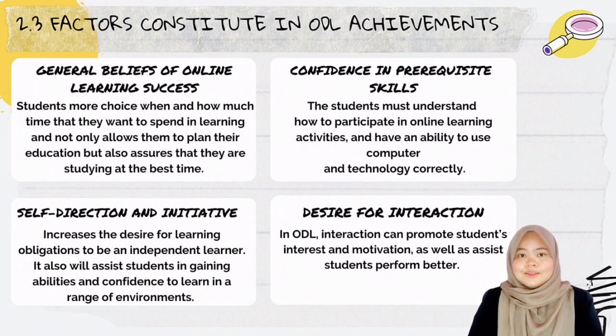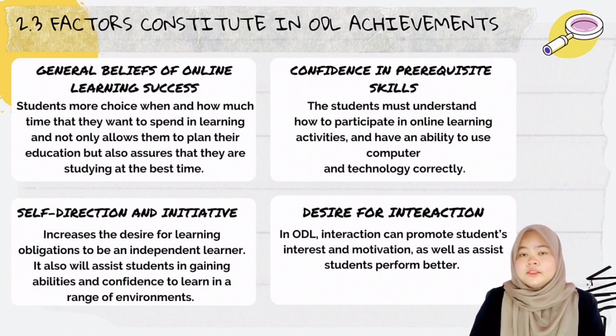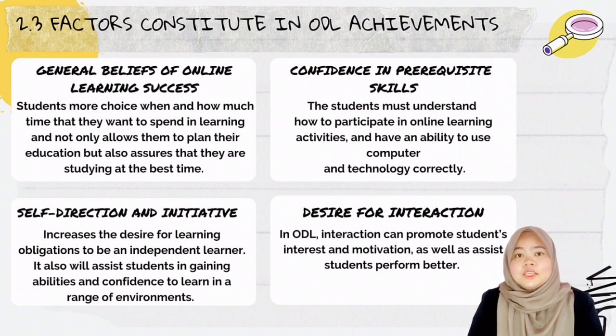There are a total of 4 factors that constitute ODL achievement, which is first, general belief in online learning success. It is very important for students to have belief in order to succeed in ODL. Secondly is confidence in prerequisite skills. As we know, ODL goes through a network, and it is important to have confidence in prerequisite skills. Next is self-direction and initiative. According to Yilmaz in 2016, students who have self-directed learning elements have strong self-discipline, independent study, and high self-confidence to complete a task in ODL. And the last factor is desire for interaction. Interaction is vital in the growth of students and has an impact on their learning outcomes.